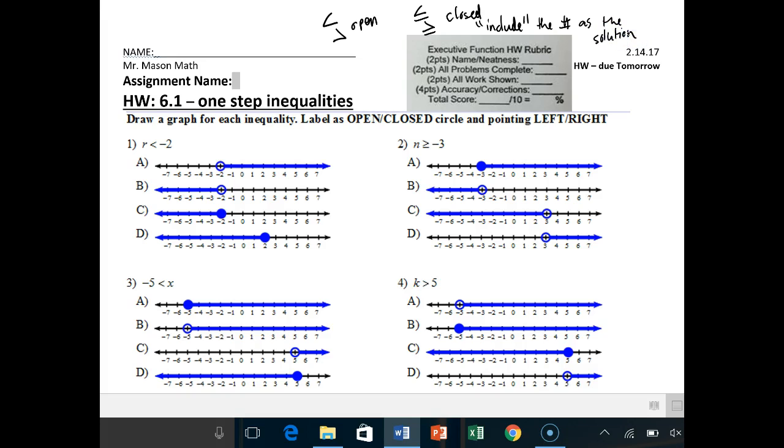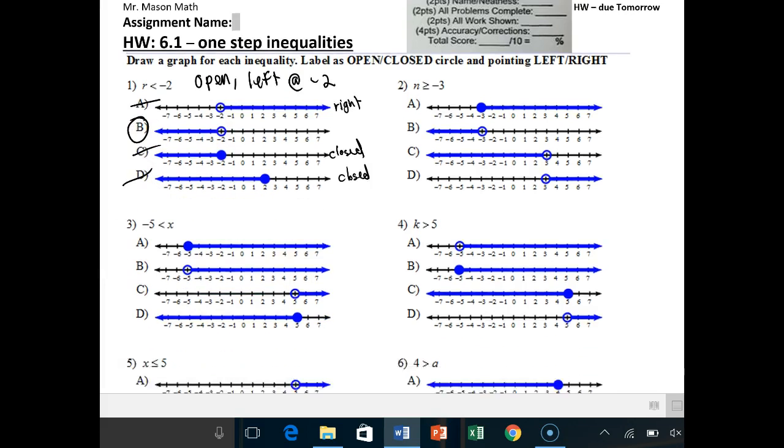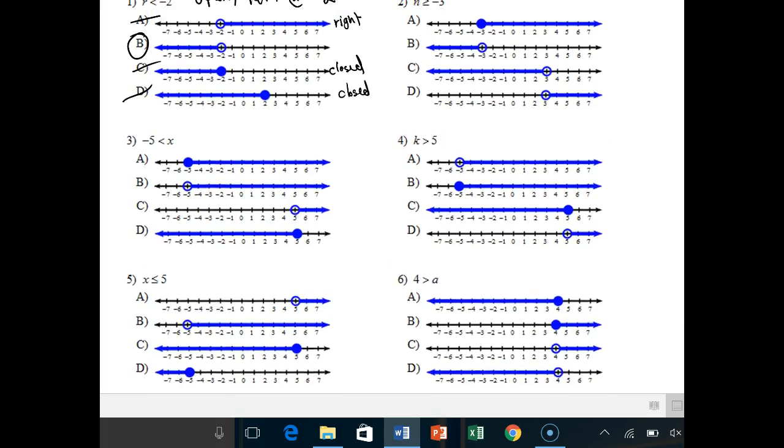All right, so for number one, I got r is less than -2. So I know, first of all, that I'm going to have an open circle, and it's going to be pointed left at -2. So that's you showing work. And so basically you go through, okay, that's pointed right, that's wrong, this is closed, that's wrong, and this is closed, that's wrong, boom, circle B. That is you showing work. Yes, you need to do that for all the other problems to truly show mastery of this.